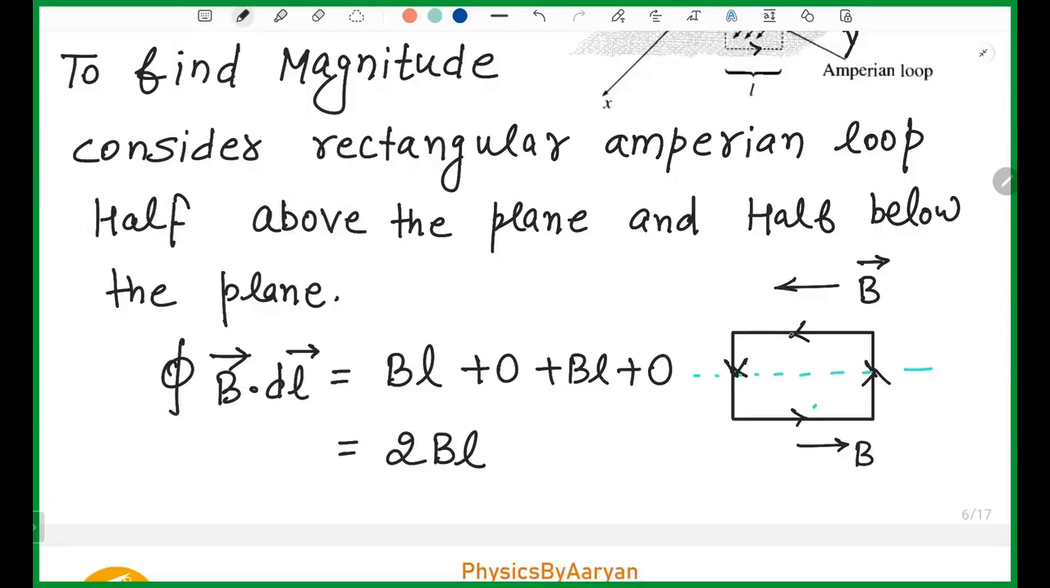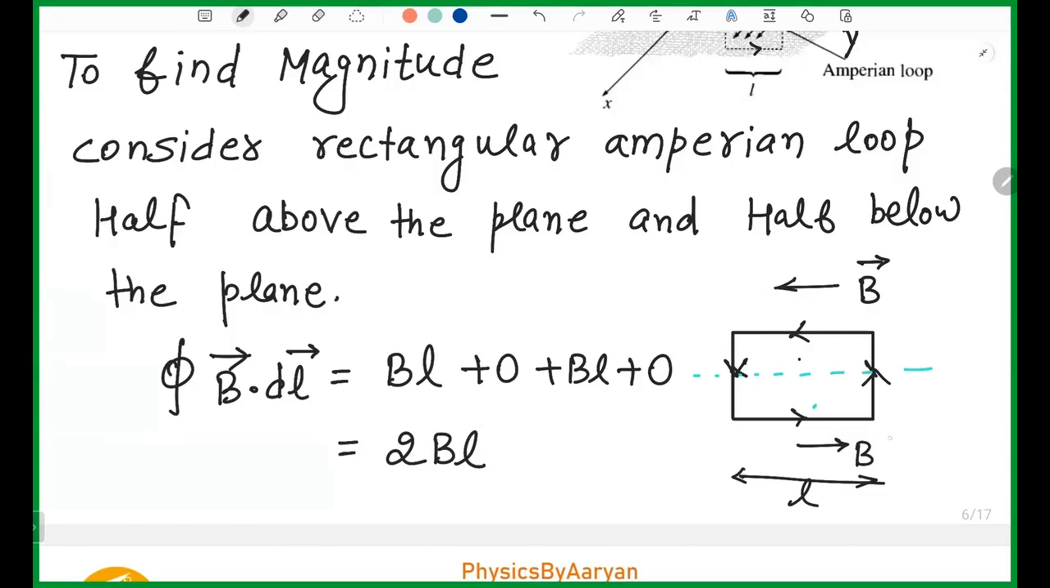So you can clearly see the length above the plane. Let's say this total length is L. The length above the plane and the magnetic field are in the same direction, so B dot dl will be BL. Then this length and the field are perpendicular, so this will be 0.